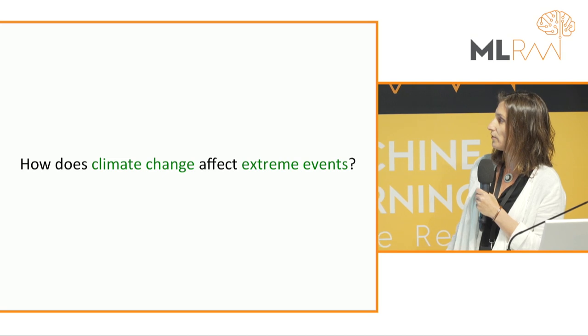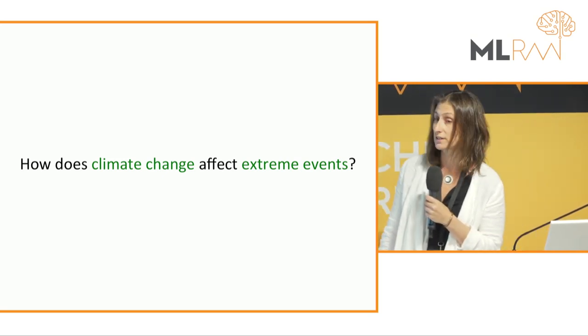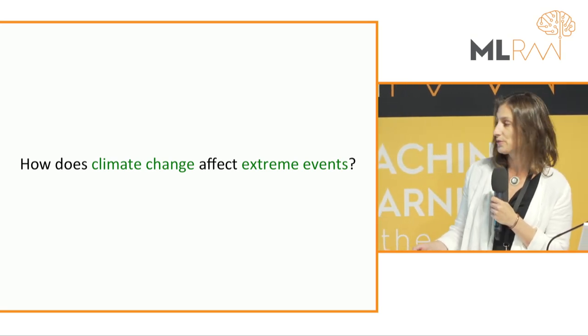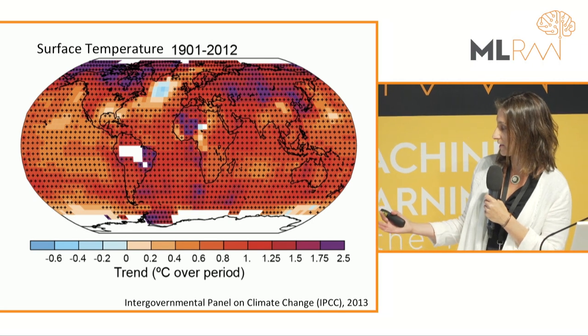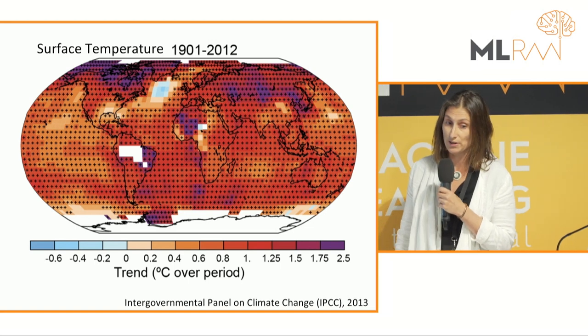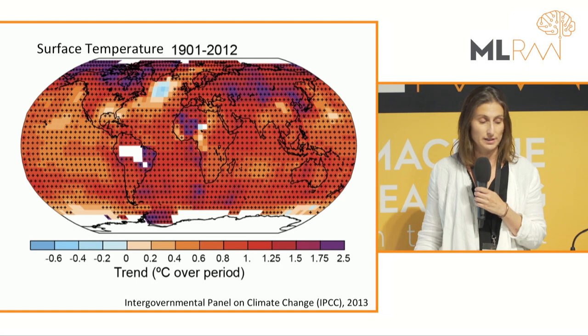But there are a variety of open questions, such as how does climate change affect extreme events? Let's look at what is known. So the Intergovernmental Panel on Climate Change, this panel that advises the UN, puts out reports. In their 2013 report, they looked at observed data, and this is just looking at surface temperature trends from 1900, and there has been a warming. So what this means is, on average, temperature is increasing.